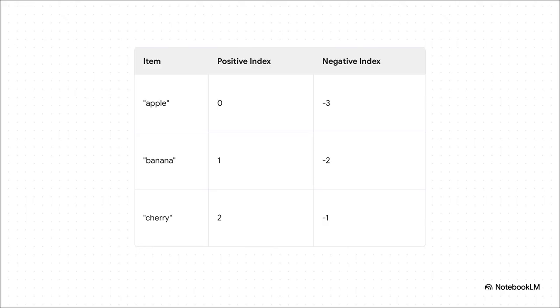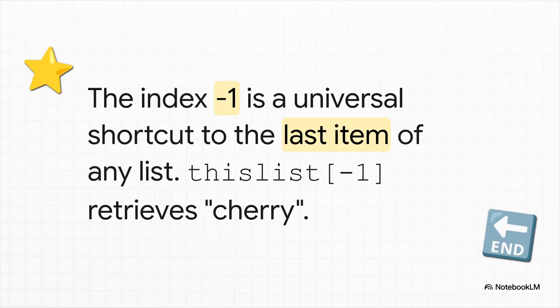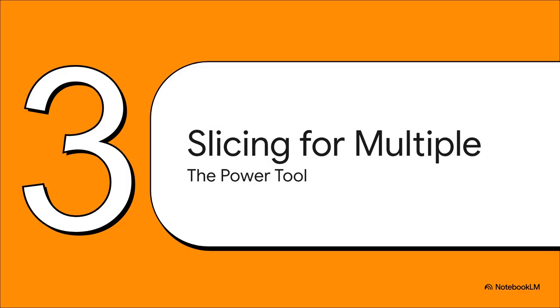This little table here shows you how every item basically has 2 addresses. You can see apple is at index 0, but it's also at index -3. And look at the last item, cherry. It's at index 2, sure, but it's also at -1. This is awesome because it means you can get to any item from the front or the back. And the big key takeaway here is that -1 is your magic shortcut. It will always get you the very last item of any list, no matter how big it is. So asking for this_list[-1] will always give us cherry in our example. It's just so convenient.